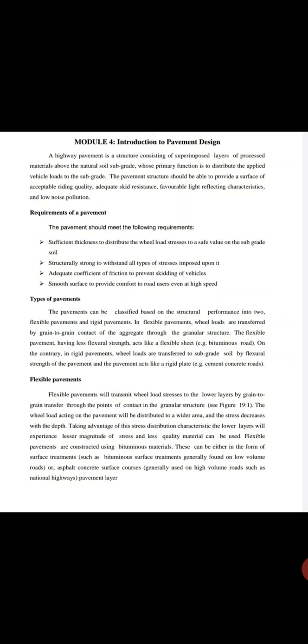These can be in the form of surface treatment, such as the bituminous surface treatment generally found on low volume roads, and asphalt concrete surface courses generally used on high volume roads such as national highways. The following are the types of construction used in flexible pavement: conventional layered flexible pavements, full depth asphalt pavements, and contained rock asphalt mats, what we call CRAM.